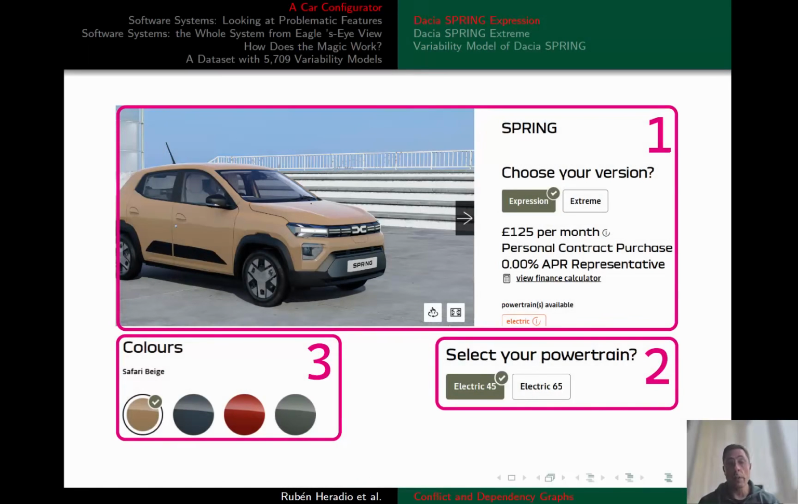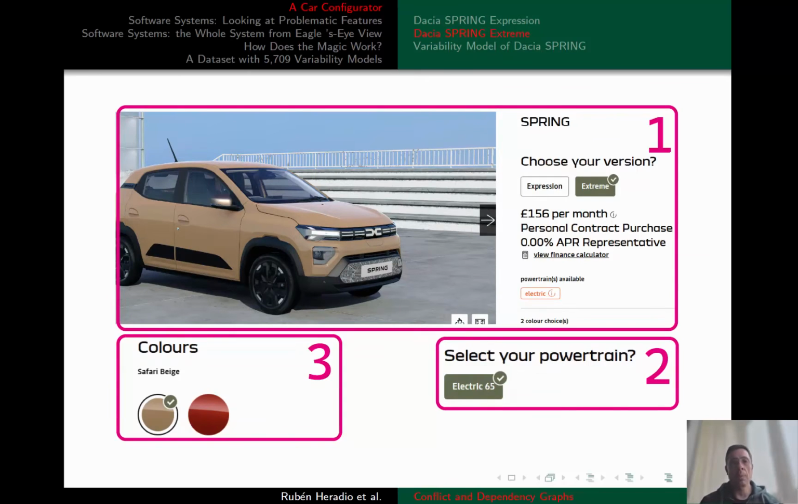Imagine I'd like to buy a new car, so I visit the webpage of the car manufacturer, and then in the configurator, I select the model I'm interested in, which is called Spring. The configurator asks me to choose between two possible versions, expression and stream. Imagine that I select expression. Then the configurator asks me to select the powertrain, which can be electric 45 and electric 65. And if I select electric 45, the configurator asks me to select the color of the car, and it gives me four possibilities.